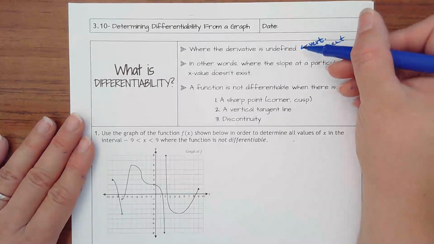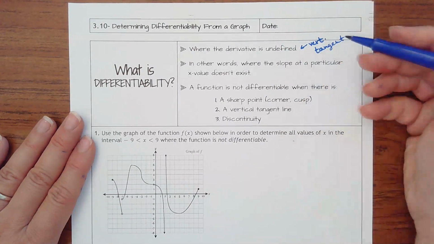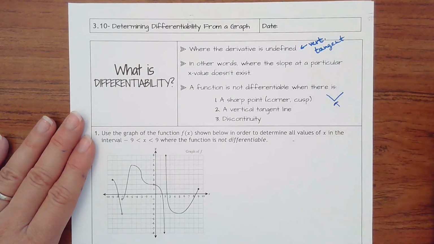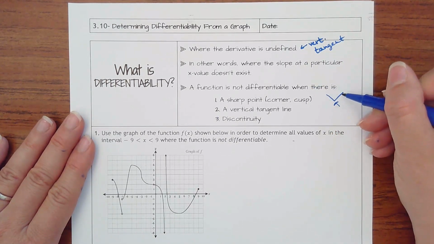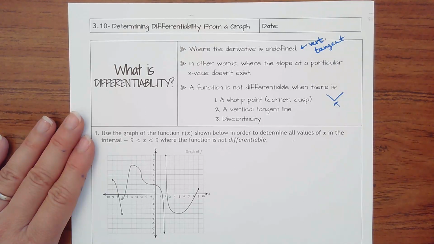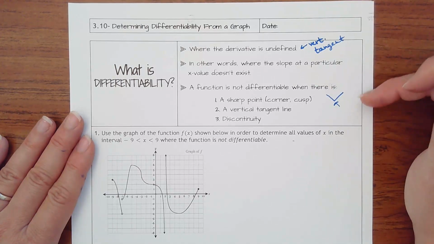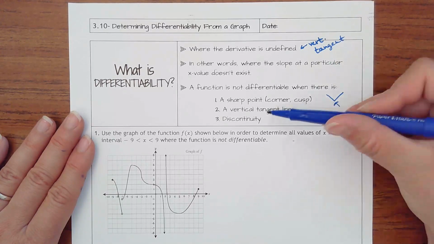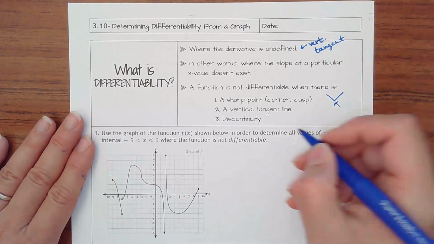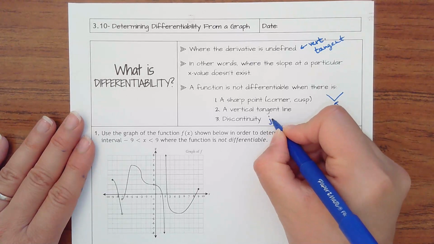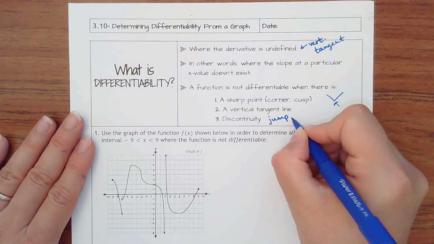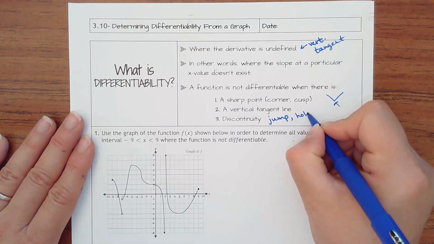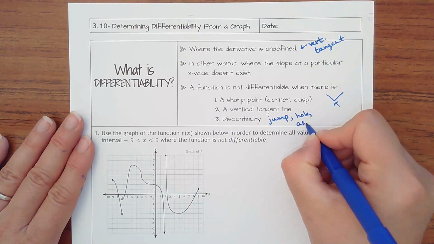So there's other times where it's undefined. Remember we saw that sharp corner or a cusp? That is not differentiable because your slopes coming from the left and the right are different values. This is negative, this is positive. So that is going to be non-differentiable. The only other thing is if you have a discontinuity, that can be a jump, that can be a hole or removable, and that can be an asymptote.